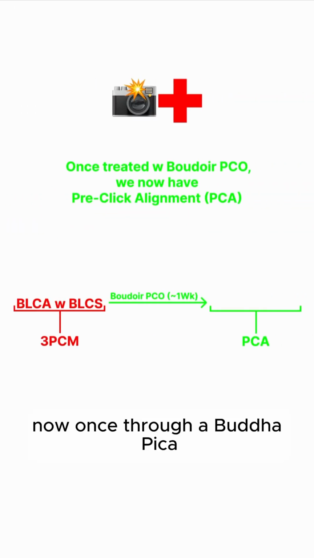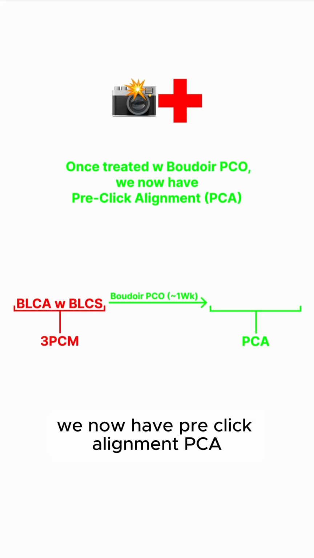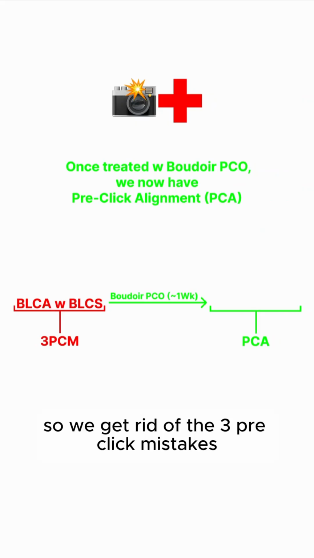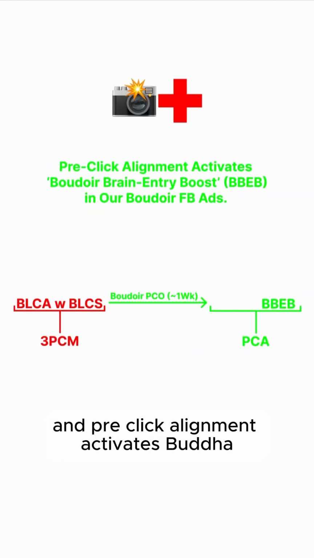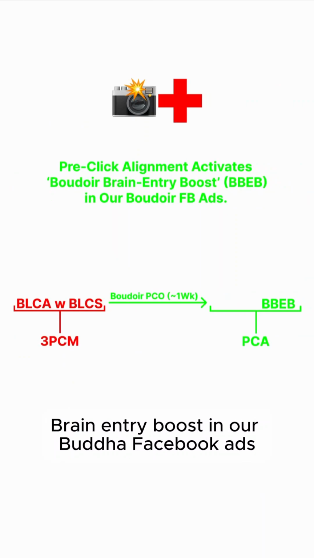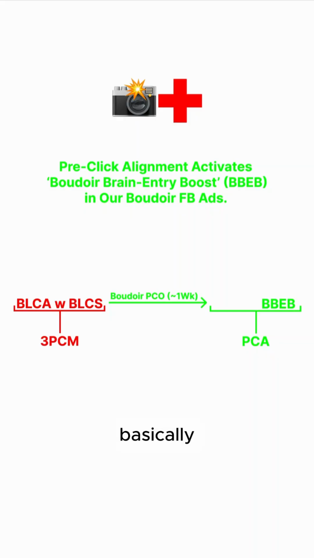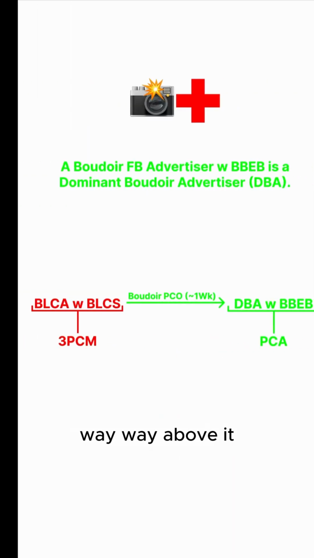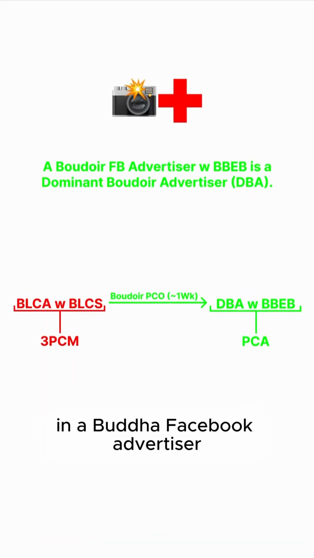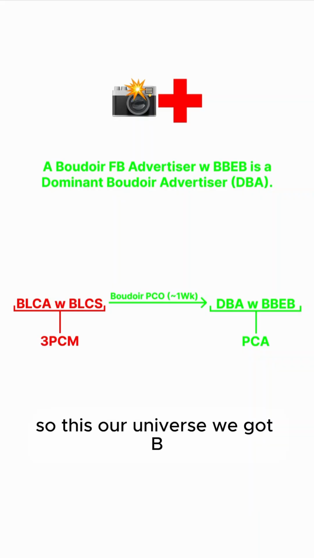Now, once treated with Boudoir Pico, we now have pre-click alignment, PCA. So we get rid of the 3 pre-click mistakes. We achieve pre-click alignment, and pre-click alignment activates Boudoir brain entry boost in our Boudoir Facebook ads. Basically, we get our unique CTR above 6%, ideally way, way, way above it. And a Boudoir Facebook advertiser with Boudoir brain entry boost is a dominant Boudoir advertiser, a DBA. So this is our universe.